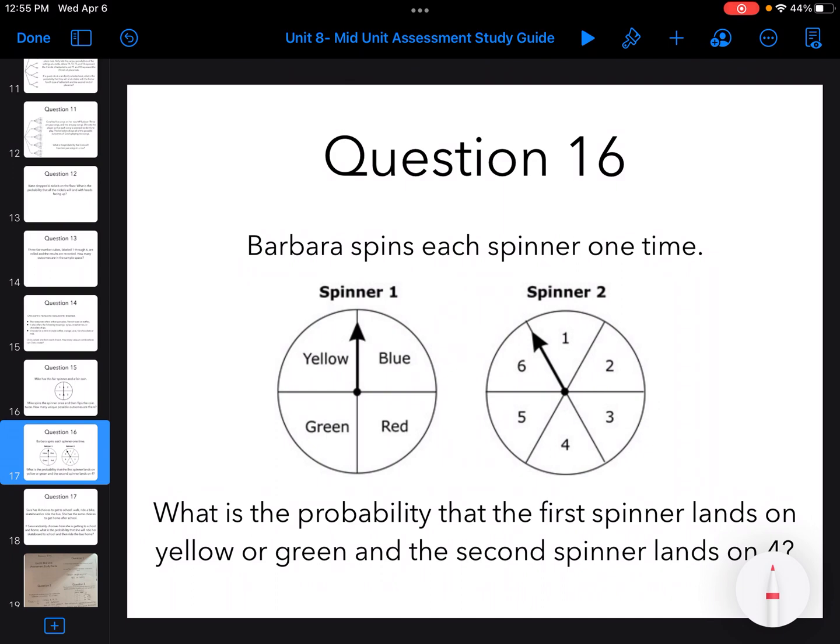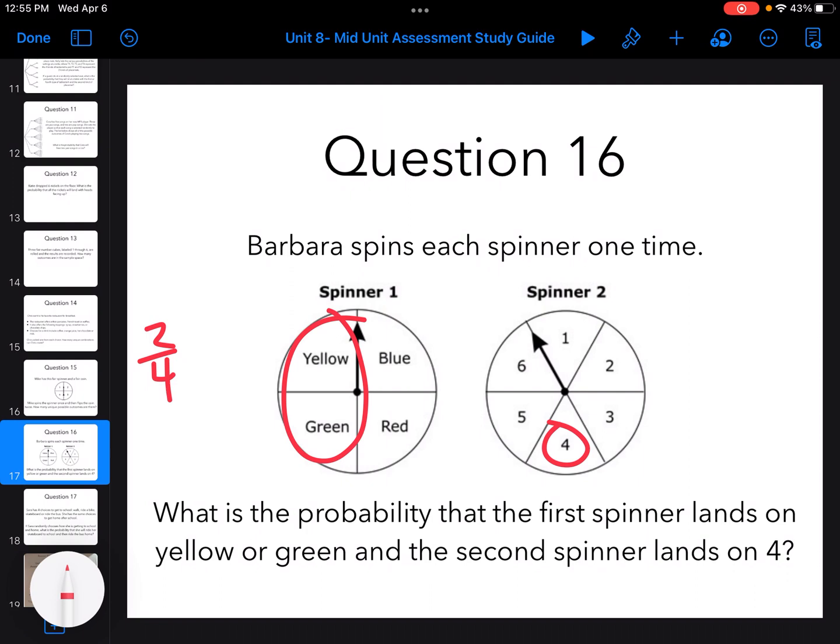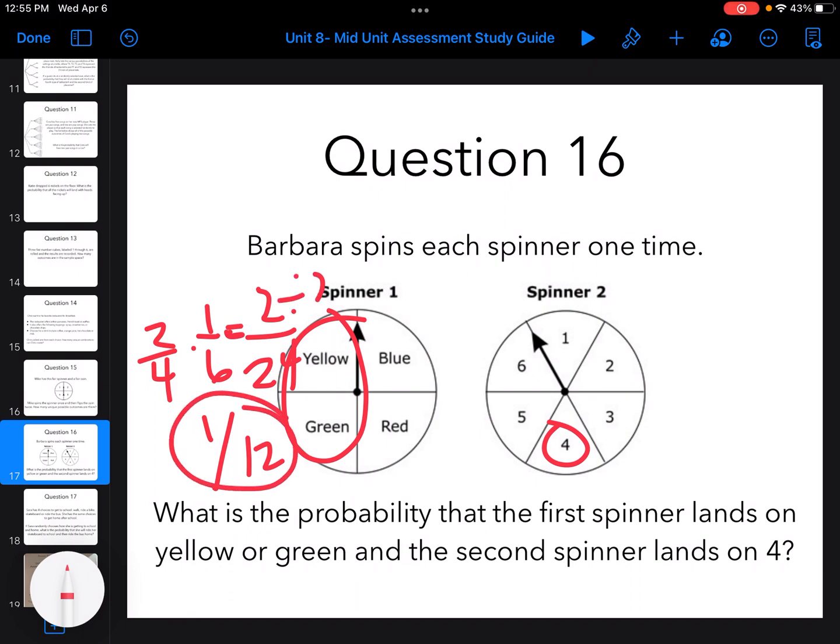What is the probability that the first spinner lands on yellow or green? So that's 2 out of 4. And the second spinner lands on 4. So that's 1 out of 6. So that would be 2 out of 24, which is going to be 1/12, because I would divide by 2 in the numerator and 2 in the denominator.